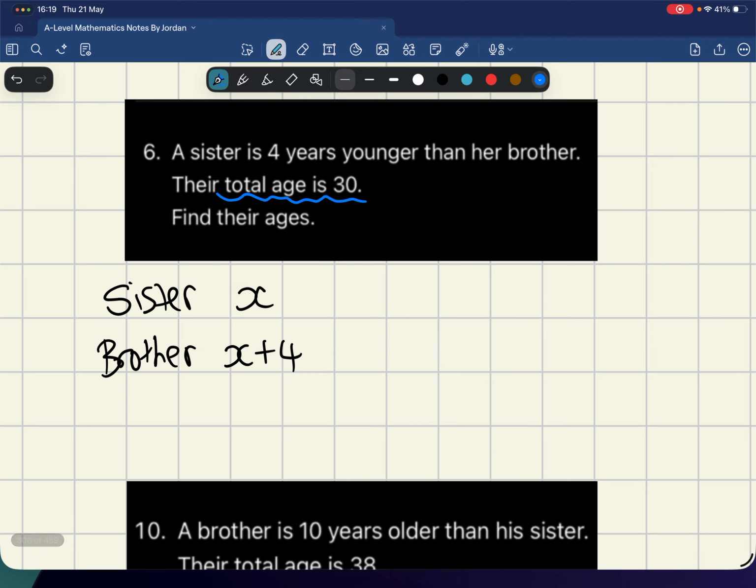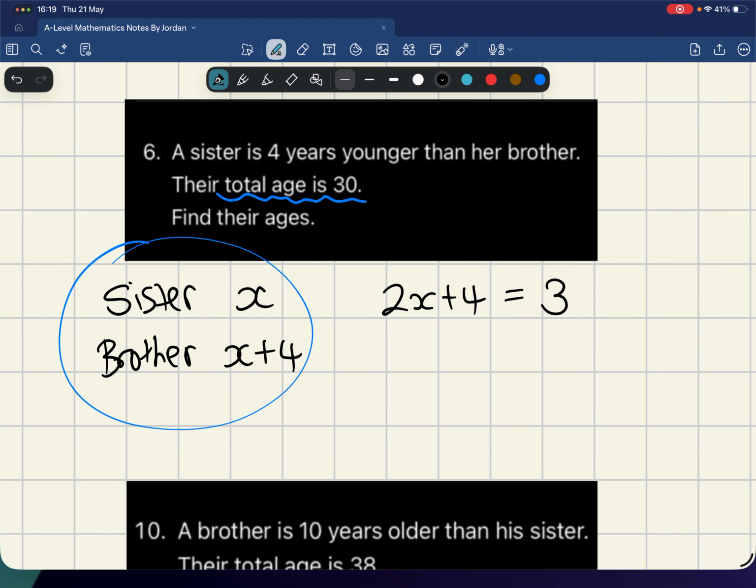If I add their ages together here, I've got 2x plus 4, and that should equal 30. The difference here is this time we have a plus 4 on the left side, so we have to do the opposite of adding 4, which is to subtract 4 from both sides, which will end up being 2x equal to 26. Divide both sides by 2, and again you'll find that x is equal to 13.